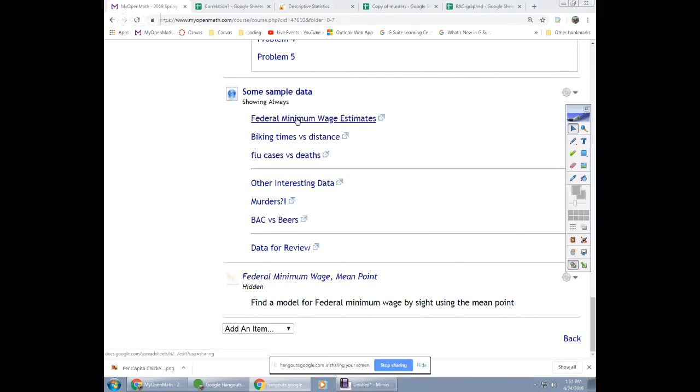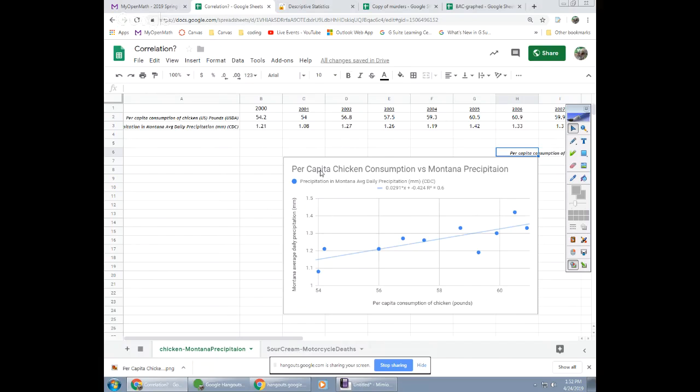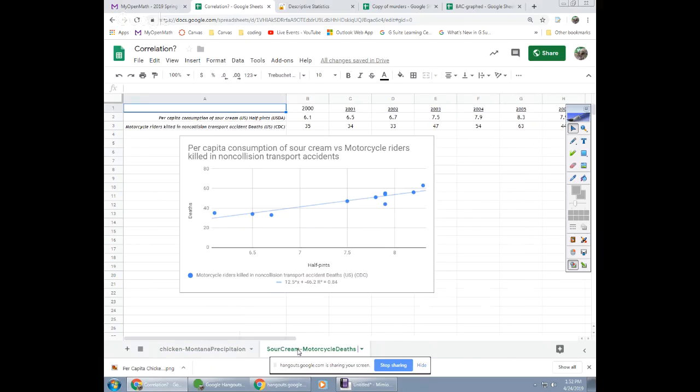So in the first video, I went over playing around with federal minimum wage estimates over time, bicycling times versus distances, and flu cases versus deaths. Some other interesting data I have here. Per capita chicken consumption in the United States versus Montana average daily precipitation. So that's one we'll check out here. You could look at this one here.